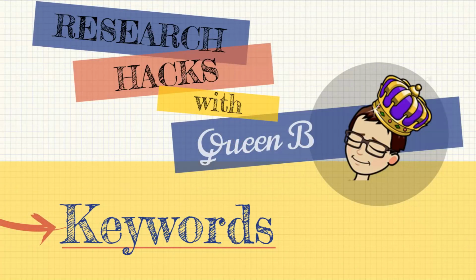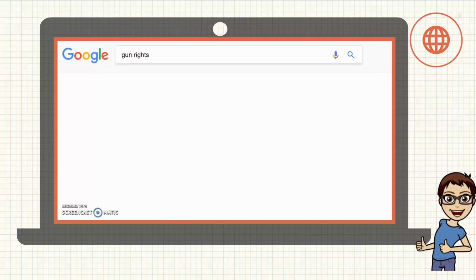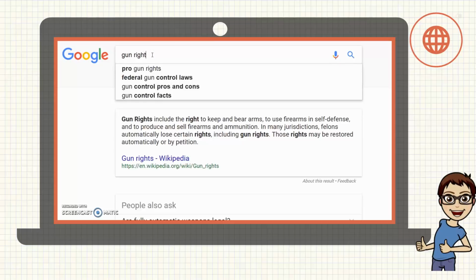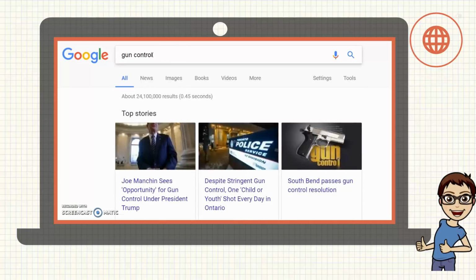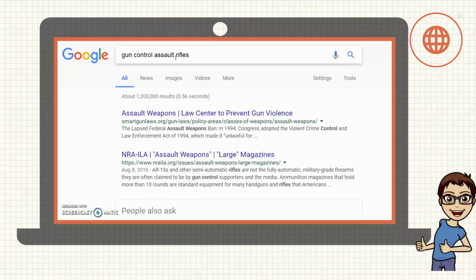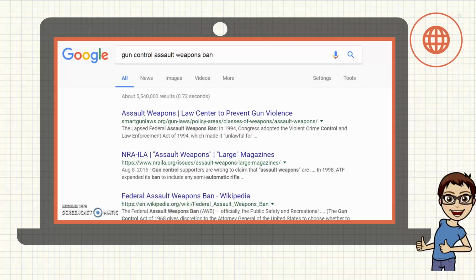Today we're going to talk about keywords. Keywords are the words, terms, or phrases that we type into a search box in Google or a library database in order to receive articles, images, or other types of information for our research project. Typing in just one keyword and stopping there means that we miss out on a lot of valuable information. Typing in lots of different keywords is key to our success in finding the information we're looking for.